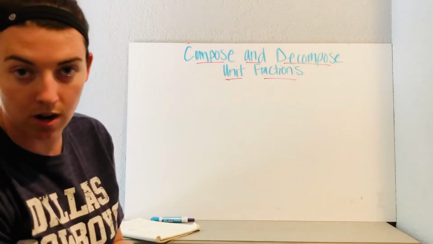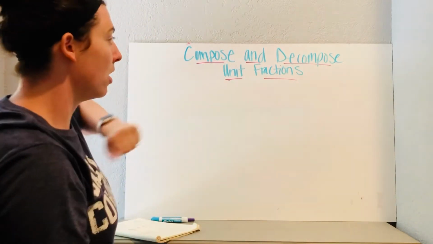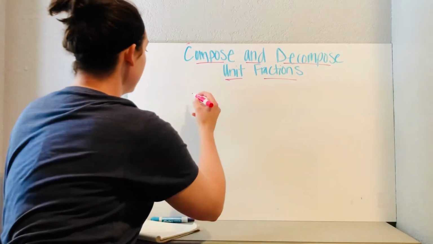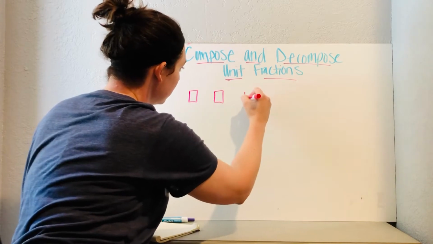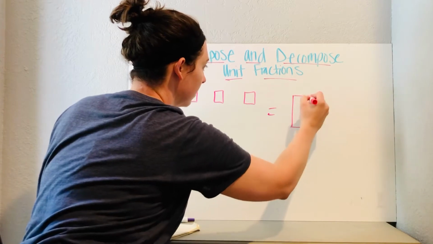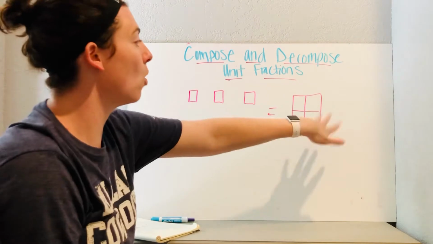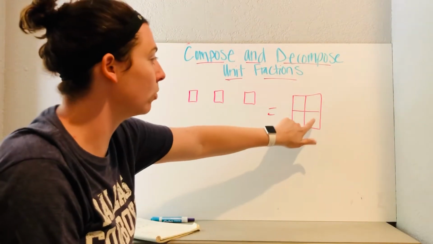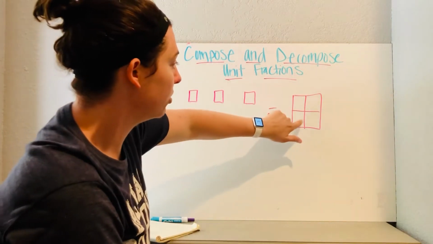Unit fraction, 1 on top, right? Let's look. We're gonna first compose. So compose means you're gonna put together the pieces, right? So if we had 1, 2, 3, and that's gonna equal, okay, how many pieces do we have of this total? 1, 2, 3, right? Okay, and how many total equal pieces are there in this fraction? Or in this picture? 1, 2, 3, 4.